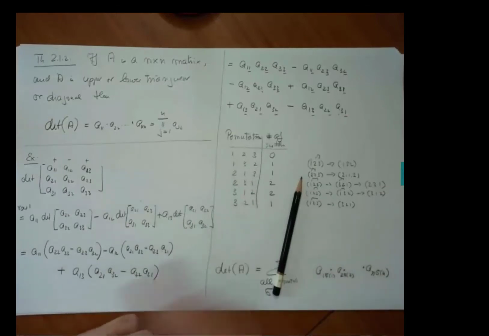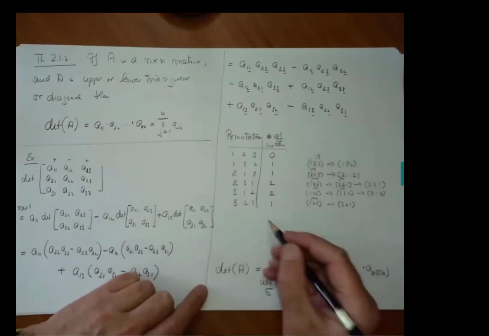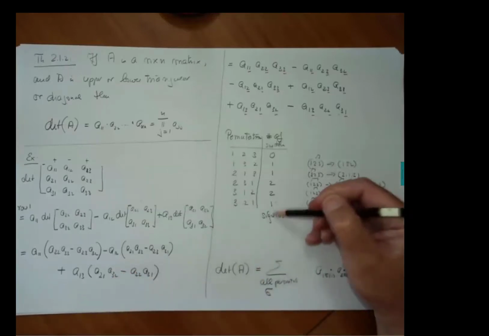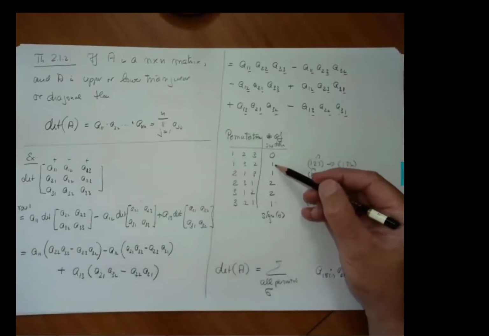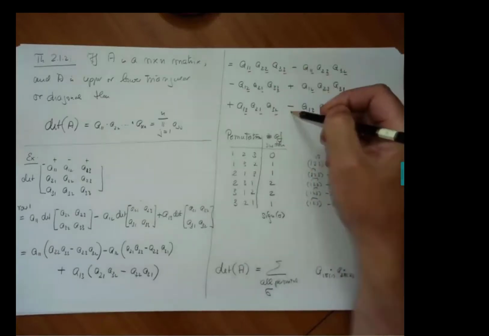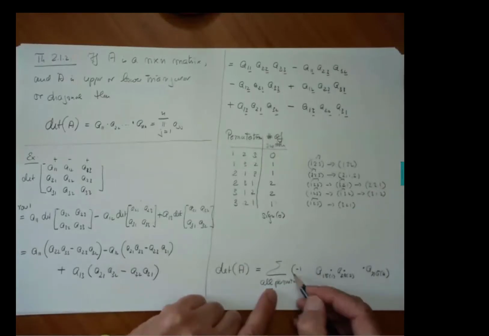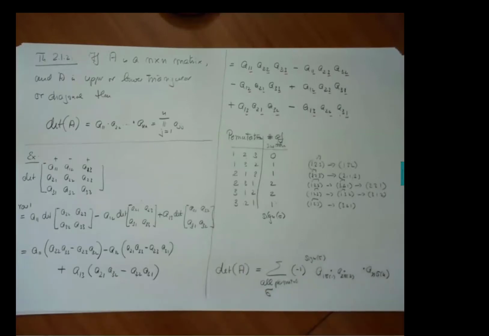And it turns out this number is called the signum of your permutation. The signum just tells you how many switches you need. And now you see, if we need 1 switch, we get a minus. If we need 0 or 2 switches, we get a plus. So it turns out -1 to the power of the signum of the permutation. So if you have a signum of 0, this is 1. If you have a signum of 1, it's a -1. If a signum of 2, it's a +1 again.